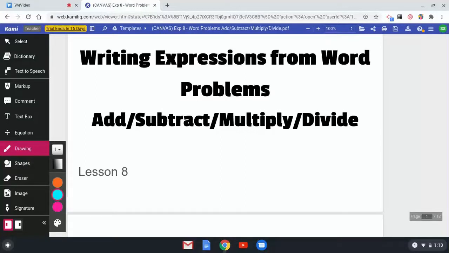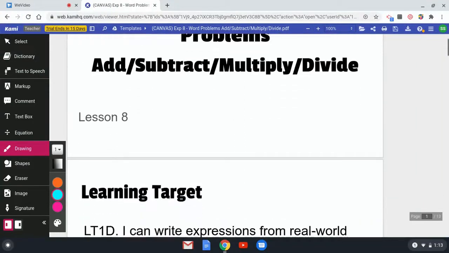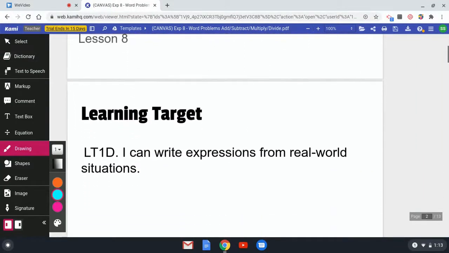So we're going to have to really look in the story problem for keywords and phrases that help us know what operation to use. We'll also be solving them like we did yesterday, evaluating them.